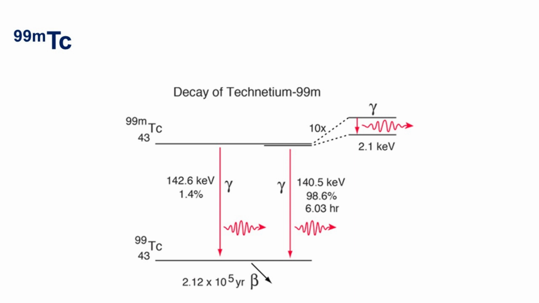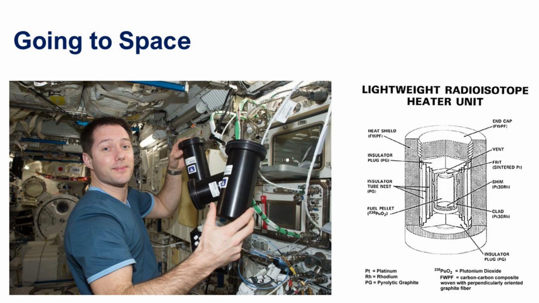Technetium-99 is a decay product of molybdenum-99, which is itself formed as a fission product of uranium-235. Now, the half-life of molybdenum-99 is only 66 hours. That means that if you want to use technetium-99 in a hospital, you need to be relatively close to the nuclear reactor.